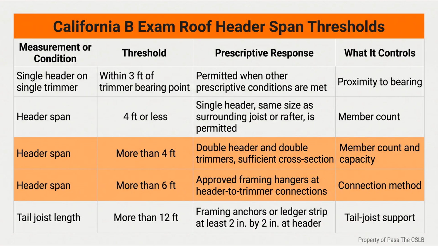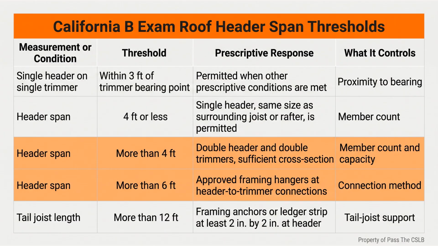Consider a hypothetical retrofit with a header spanning 5 feet. Before cutting, I verify the approved detail and temporary support. Because the header exceeds 4 feet, I expect doubled headers and double trimmers under the prescriptive rule. Because it does not exceed 6 feet, the specific hanger trigger based only on header span has not been crossed. Approved plans may still require hangers, and those plans govern.